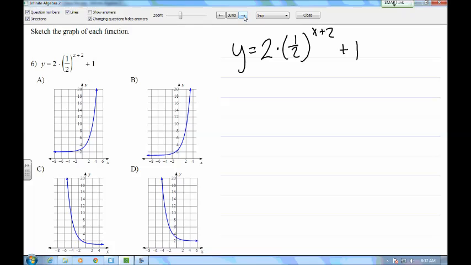Benito, think about what the base is. If the base is a fraction, is it a growth or a decay? Good, no. It's close though. You should be able to eliminate. Look at the base, guys. The base is 1/2. Is that a growth or a decay? If the base is a fraction, is that going to be a growth or a decay? It's a decay, so it cannot be A or B.